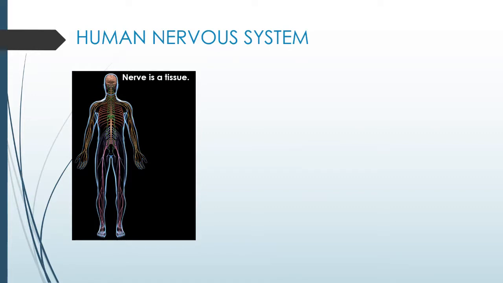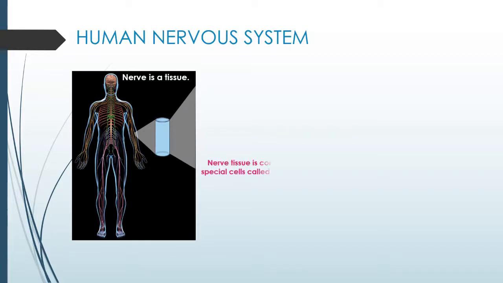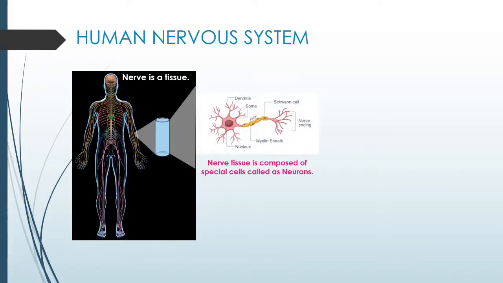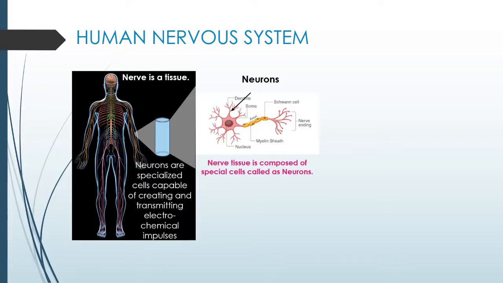Now let's see what a nerve is. The nerve is a tissue. The nerve is composed of special cells which are called neurons. Now let's look at what a neuron looks like. This is how a neuron looks. And neurons are specialized cells capable of creating and transmitting electrochemical impulses.